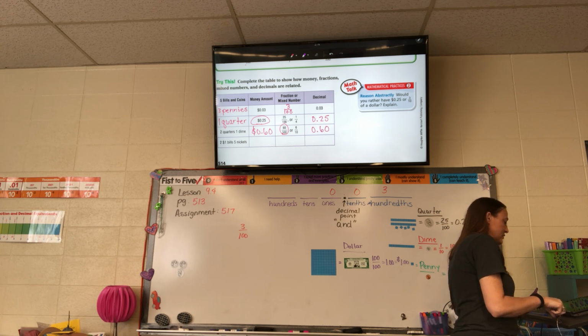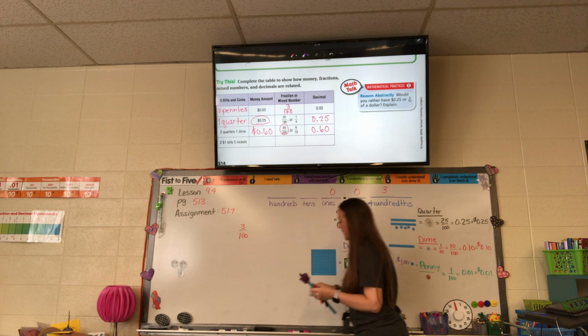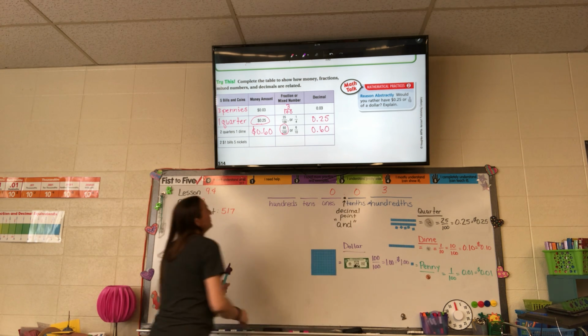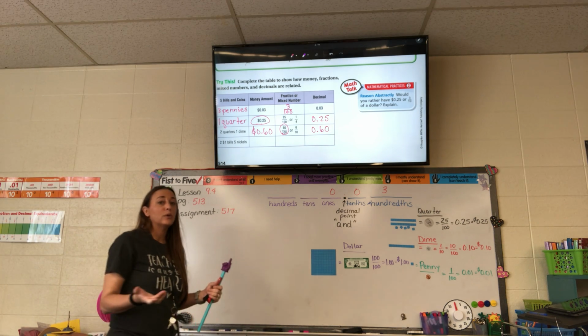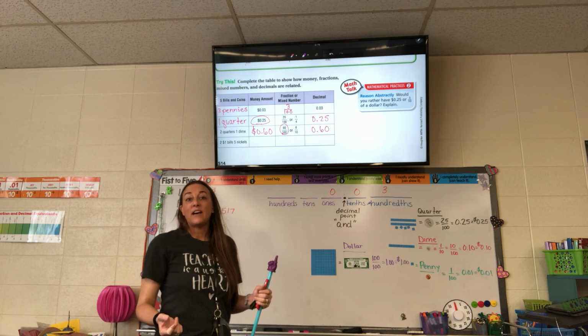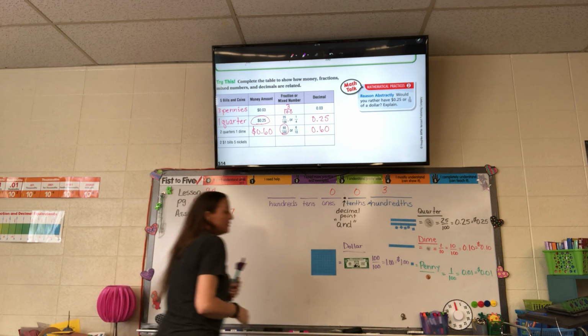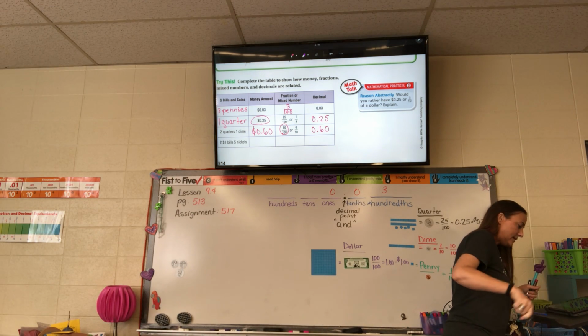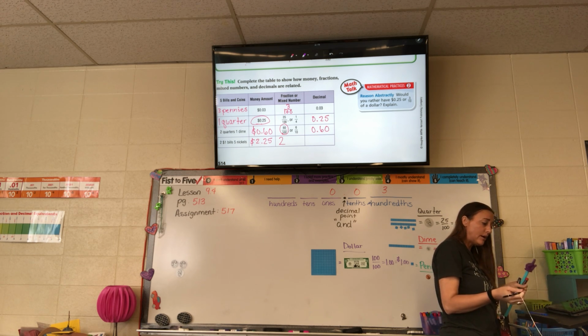Okay, then it says we have 2 $1 bills and 5 nickels. So 2 $1 bills, of course, equals $2. And then 5 nickels. Nickels are worth 5 cents. So we're going to count by 5s 5 times. 5, 10, 15, 20, 25. So $2.25 is our money amount. Here's my $2.25. Okay, so for the fraction or mixed number, we need our 2 for our whole.